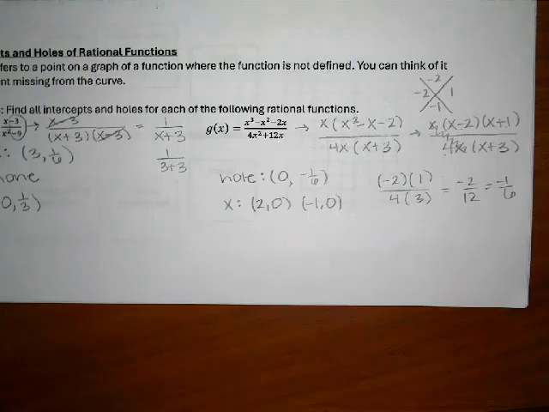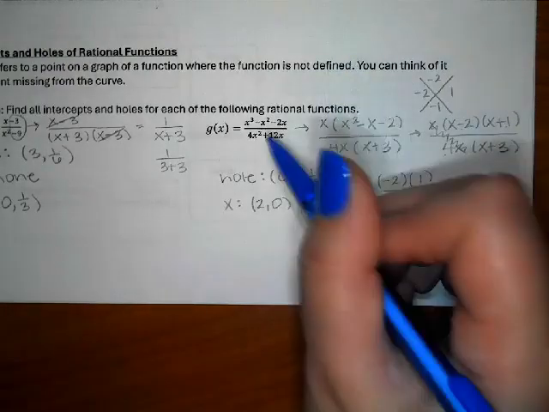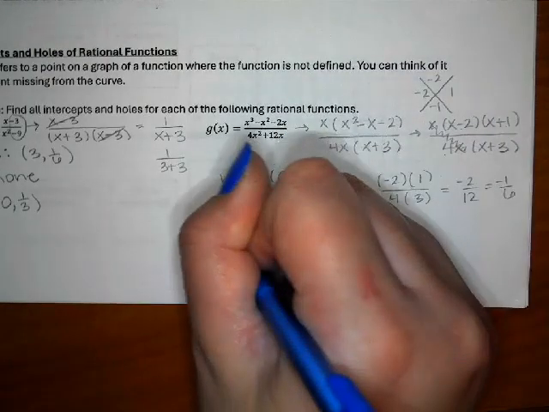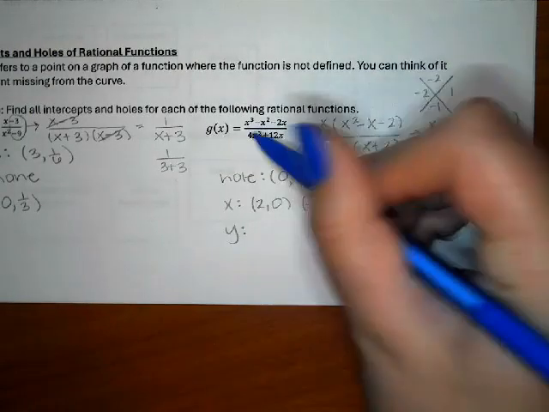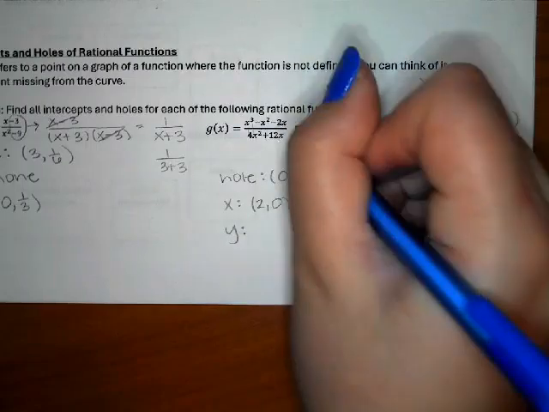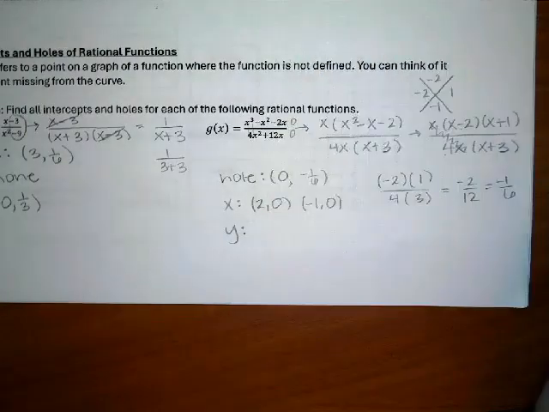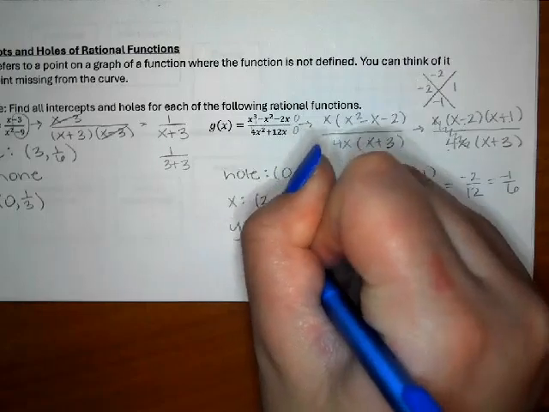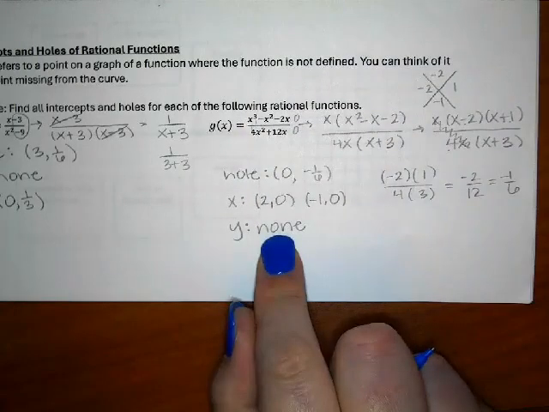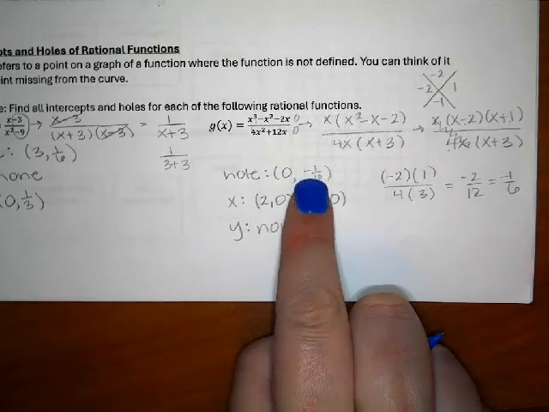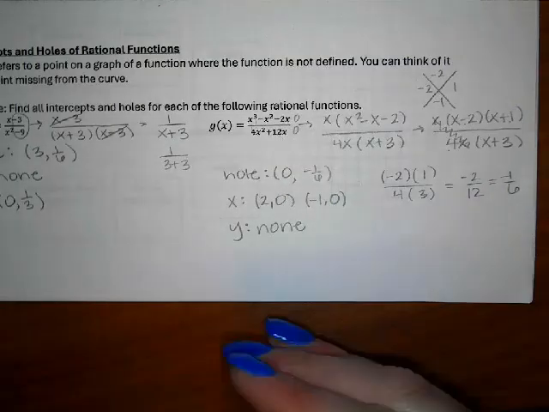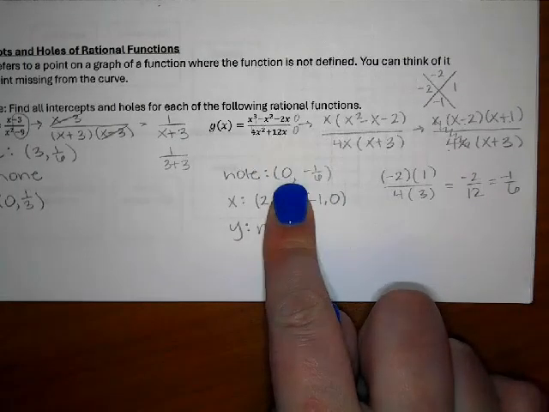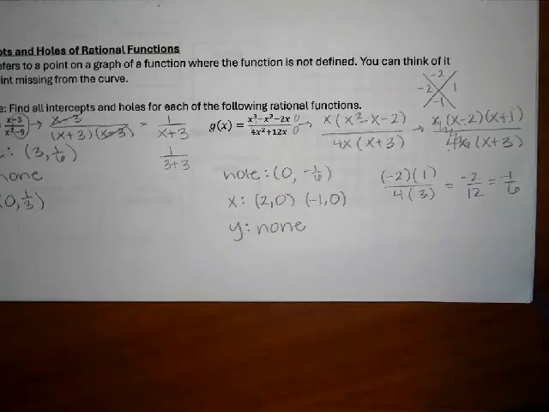We get the y-intercepts when we plug in 0 for all the x's and look at the numbers that are remaining. So if we plug 0 into all of these, we would end up with 0 over 0, which you can't do. And so there are no y-intercepts. And this makes sense because the hole (0, -1/6) is actually on the y-axis. That is the y-intercept, and it's a point that's missing from the graph. So the y-intercept is a hole in this case.